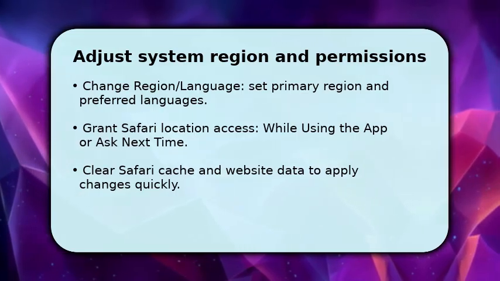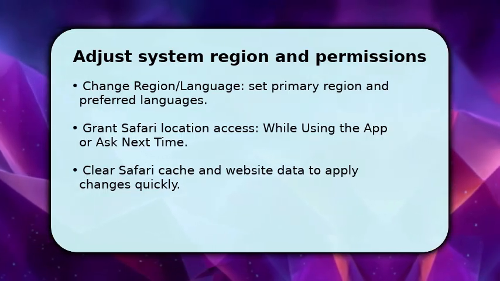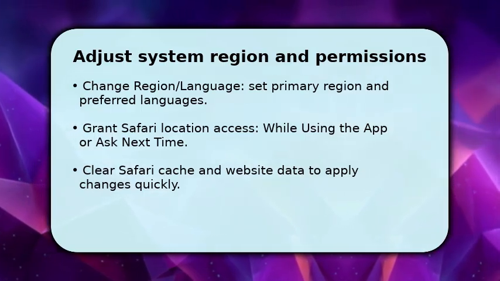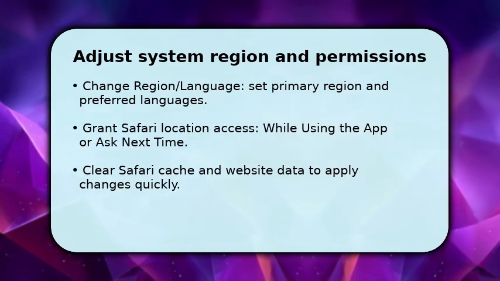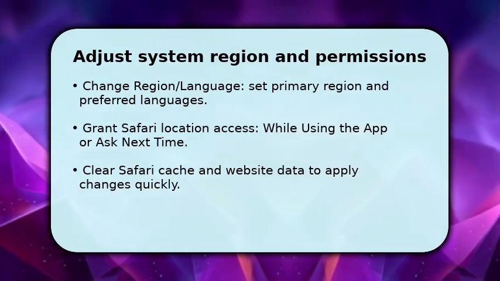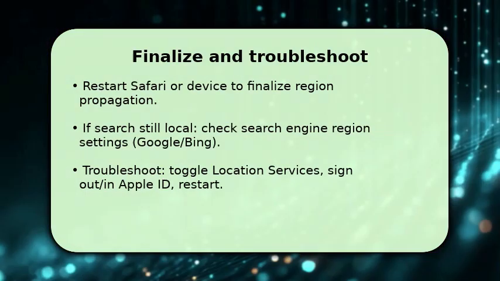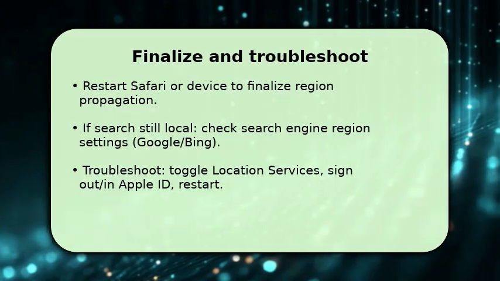Next, open Privacy and Security Location Services and set Safari to allow while using the app, ensuring web pages can request location. Then clear Safari's cache and website data so sites reevaluate your new region. Doing these steps updates content, search results, and localized suggestions effectively. Finish by restarting Safari or the whole device so the system and apps pick up the new region.